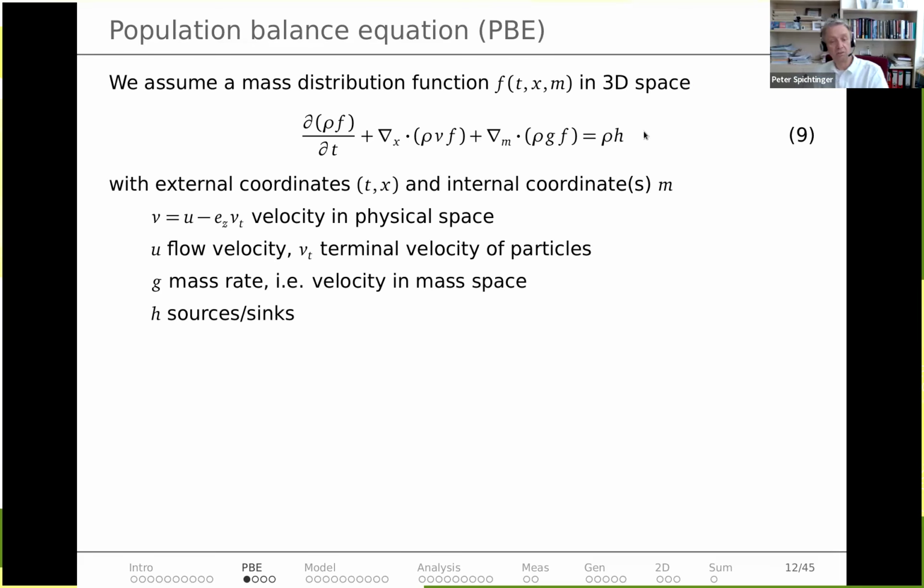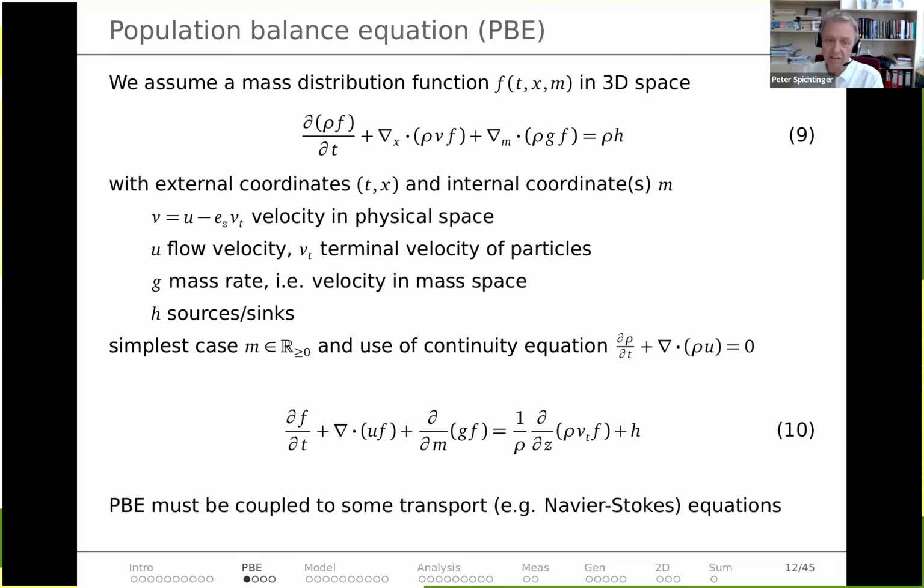And on the right-hand side, you have sources and sinks. This is a very, very general concept. And this can be nailed down to the simplest case that you have just particles of one type. So you have just one mass. Then you use the continuity equation, and you end up with a version of this population balance equation. So you have, of course, the transport here. You have the growth laws. And here you have sedimentation and sources and sinks.